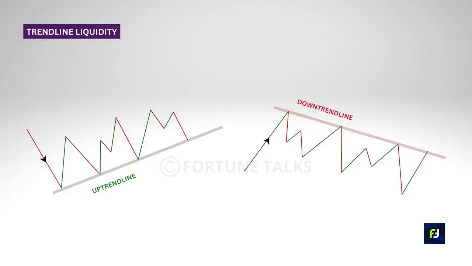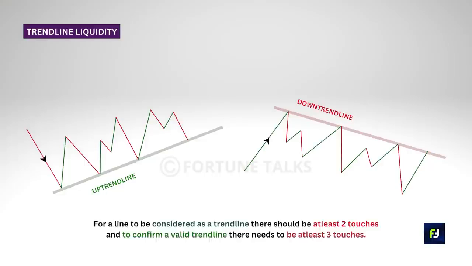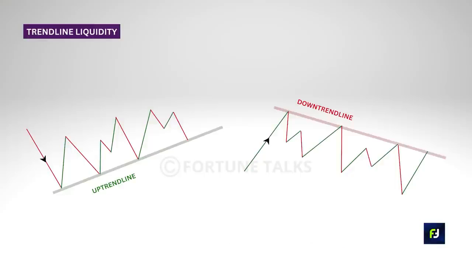Another important thing to keep in mind is that for a line to be considered as a trend line, there should be at least two touches on it. And to confirm a valid trend line, there needs to be at least three touches on it. Now, this concept is easy to understand if we compare it to support and resistance. So, consider the uptrend line as a support level for prices and downtrend line as a resistance level for prices. Now, it is easier to visualize the events better.